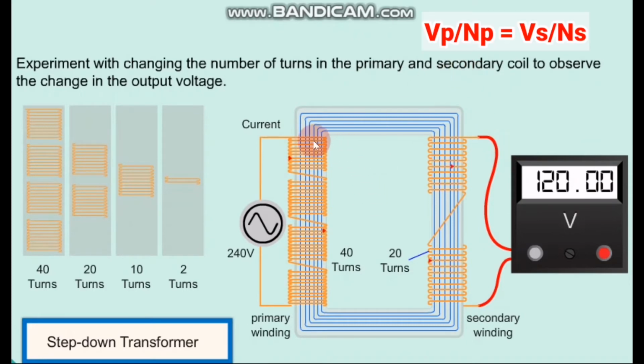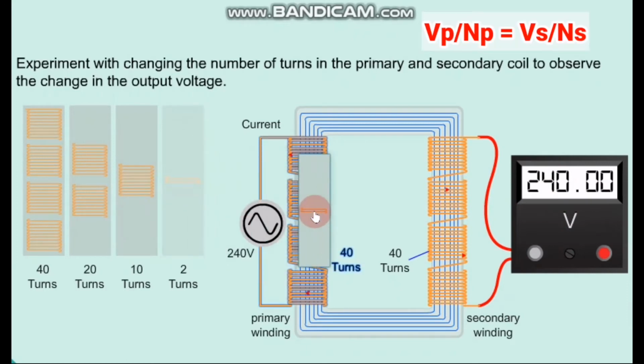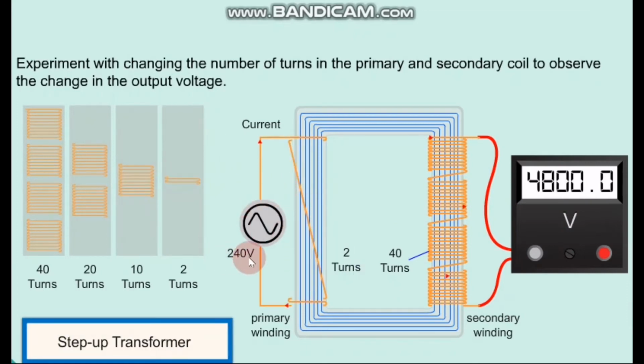Okay, now let's do the changes on the number of turns in the primary circuit. So we place back 40 turns here, so it will be back to equal, 240 input, 240 output. So now we place 2 turns in the primary coil by maintaining the input voltage at 240 volt. So now the output voltage increased up to 4,800 volt.